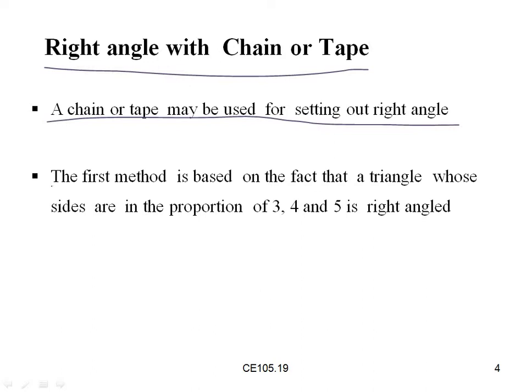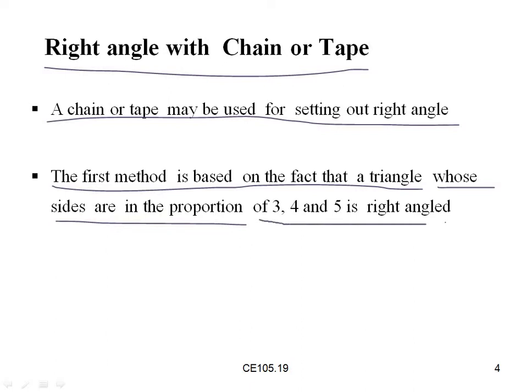Then the first method is based on the fact that a triangle whose sides are in the proportion of 3, 4, 5 is a right angle triangle. This is a method which we generally use in site constructions. The 3, 4, 5 method. I will show you how it works. This is a triangle. If you know the two sides' lengths, then you will get this length. That is nothing but 3, 4, 5. Is it clear? So like this it will be.